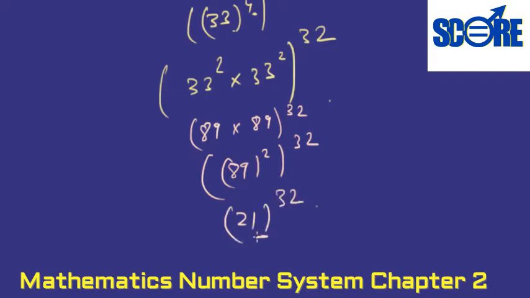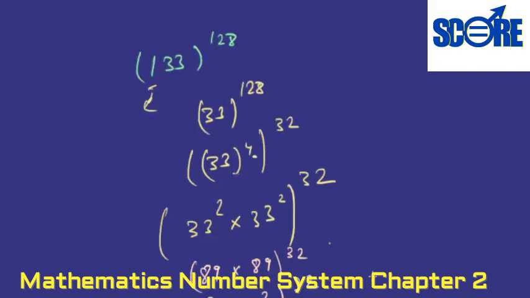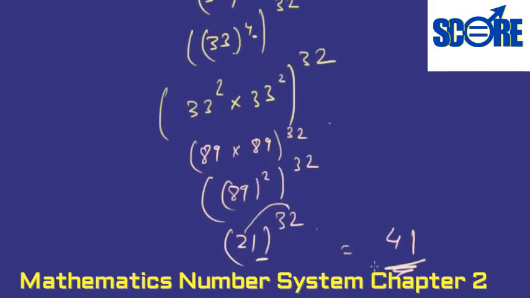Now here I got 1 as the unit digit. The answer is 1, and multiply 2 with 2, that is 4. 41 is the answer to the given problem. Now I can solve it verbally without putting the pen on the paper.